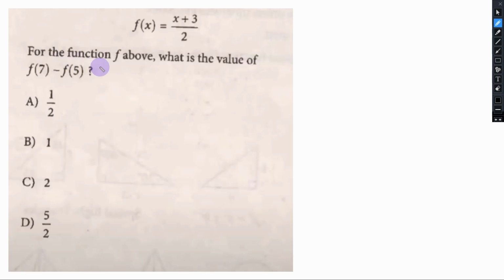Next question, it is saying for the function f above. So here we have the given function. What is the value of f of 7 minus f of 5? So if we put 7 in the place of x and 5 in the place of x and do the calculation, we should get our answer.